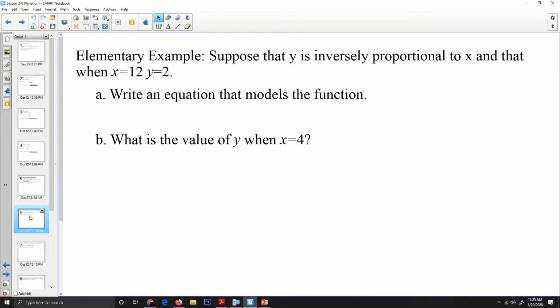So what does that look like? Here is an elementary example. Suppose that y is inversely proportional to x, and x equals 12 when y is equal to 2. Write an equation that models the function. For part A, it says y is inversely proportional to x, so y is equal to k over x. That's where I get that from inversely proportional to.